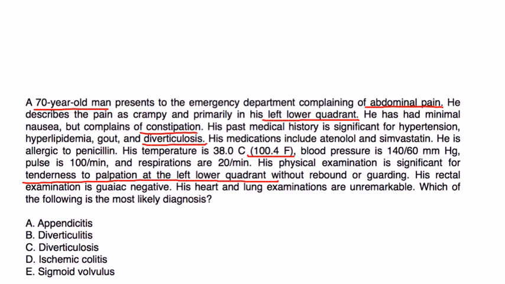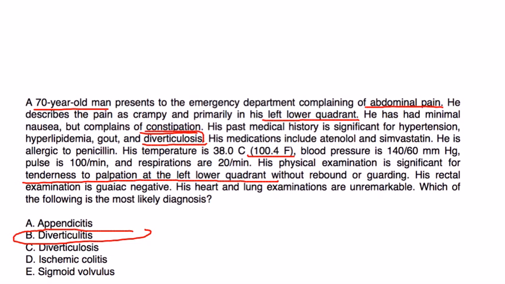His rectal exam is guaiac negative. Heart and lungs are unremarkable. Which of the following is the most likely diagnosis? Well, this patient essentially has everything, pretty much spelling out diverticulitis.